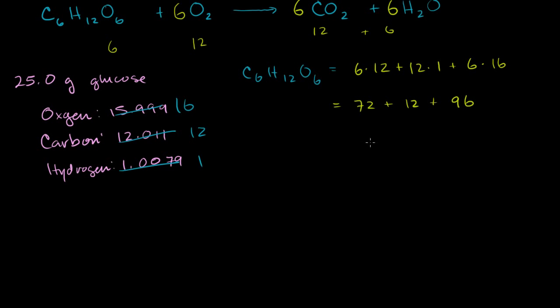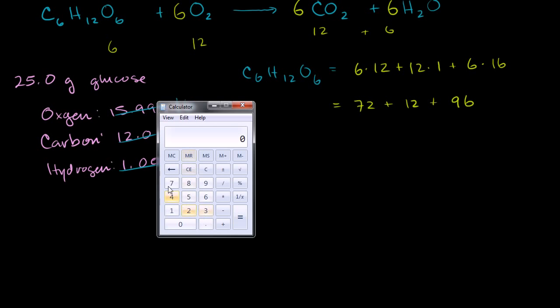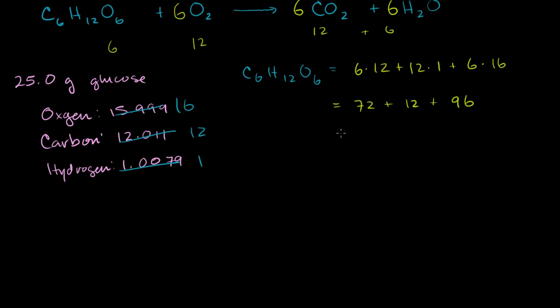It's 96. And that is, I'll get the calculator out, 72 plus 12 plus 96 is equal to 180. So the atomic weight of glucose is equal to 180, which tells us that, let's start doing the problem. We have 25.0 grams of glucose. So I'll just write grams of C6H12O6. We want to write this in terms of moles of glucose.